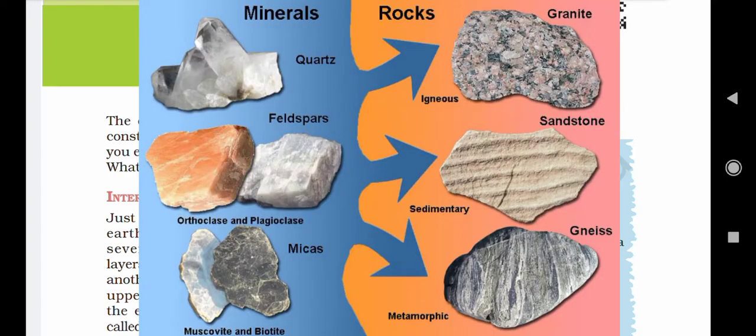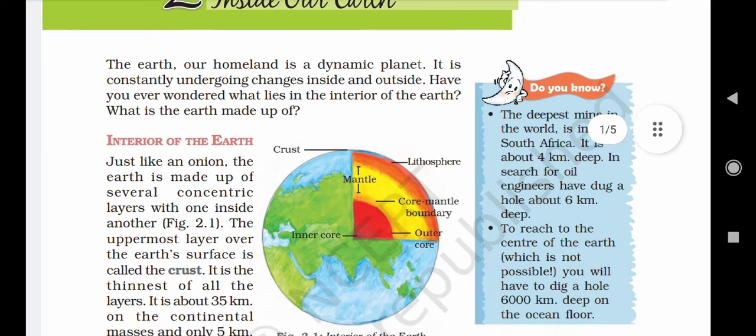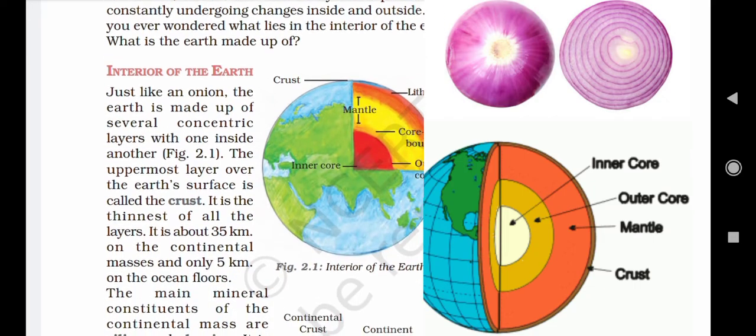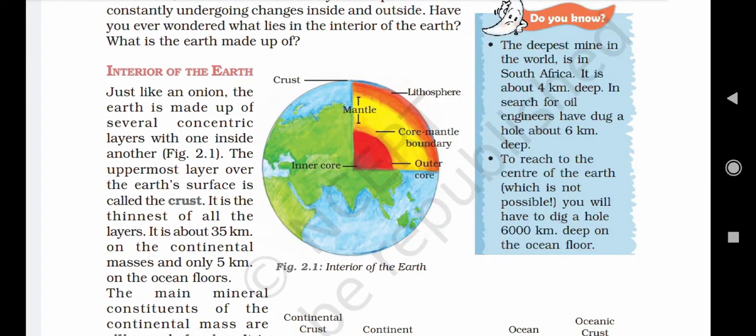So first let's talk about the layers of Earth. Like an onion, Earth is also made up of different concentric layers. Earth has three layers: the lithosphere or the crust, the mantle, and the core. The lithosphere or the crust is the uppermost surface of the Earth. It is the thinnest of all the layers and it is about 35 kilometers deep. In other words, if we need to reach the mantle of the Earth, we need to go 35 kilometers deep, and then we have the mantle.